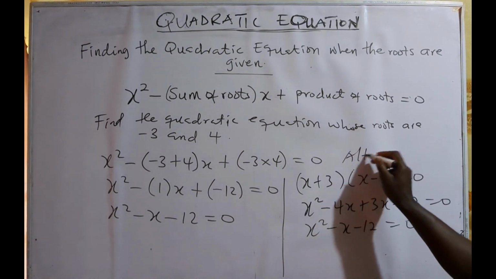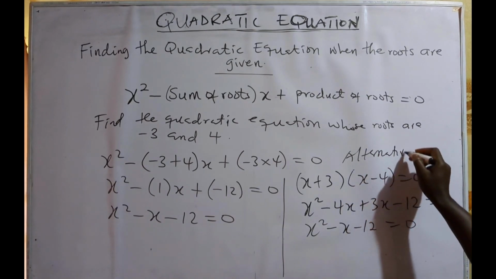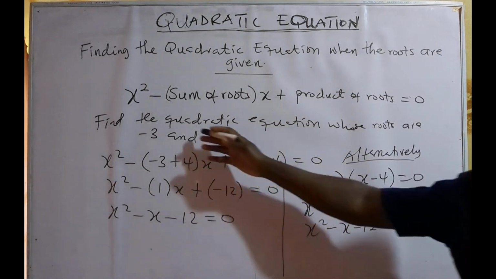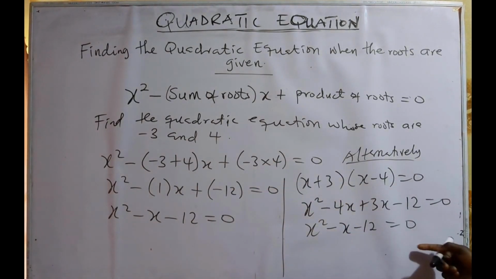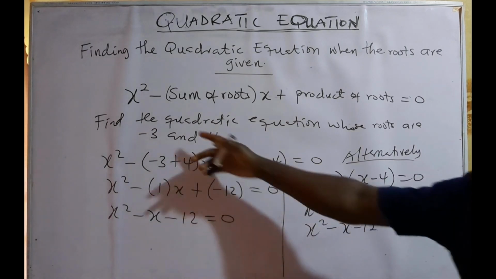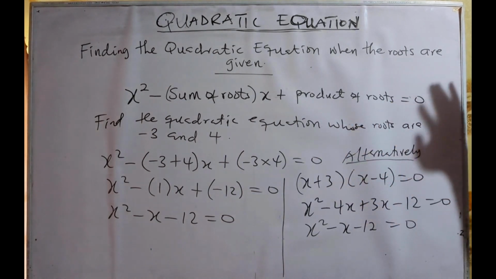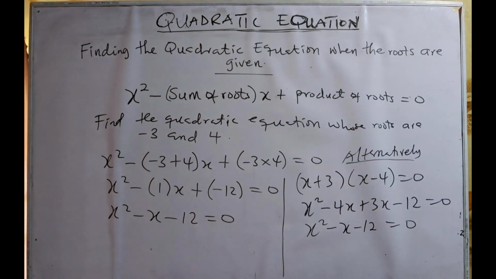So alternatively, you can solve the same question when you are given the roots and get the same answer using the formula x squared minus the sum of roots multiplied by x plus the product of roots equal to 0. You see how simple it is. Let's solve another question and see how it is going to be.